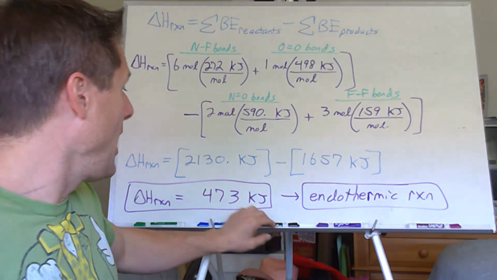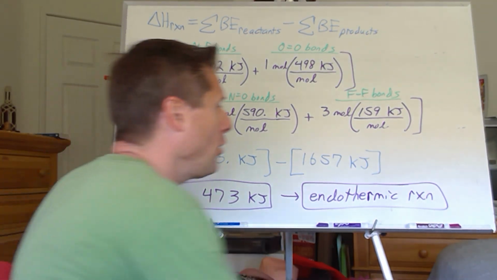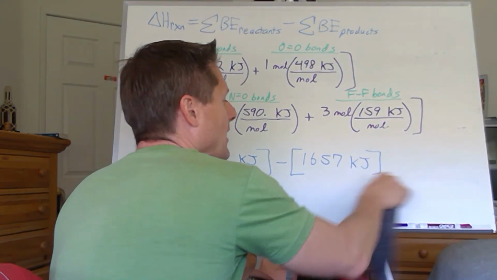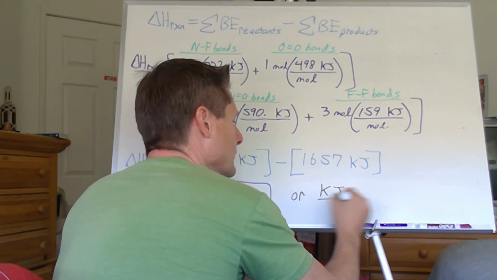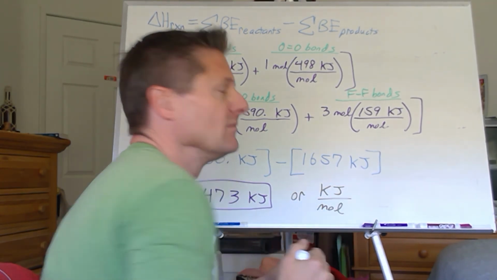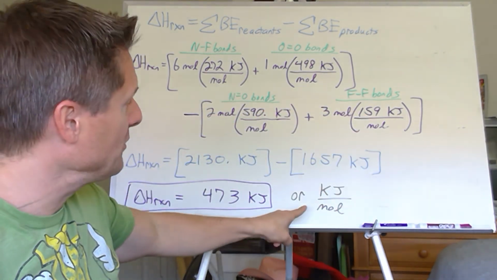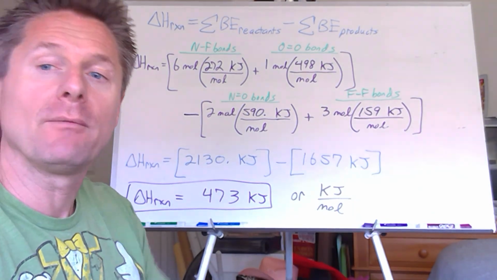Boom! You got it. Another way you could do it, see how you end up with kilojoules? You could also say kilojoules per mole of reaction. You'll hear that a lot. You'll see this as kilojoules because moles cancels out. Sometimes you'll see kilojoules per mole of reaction. We'll hit that more in thermo. We did it!